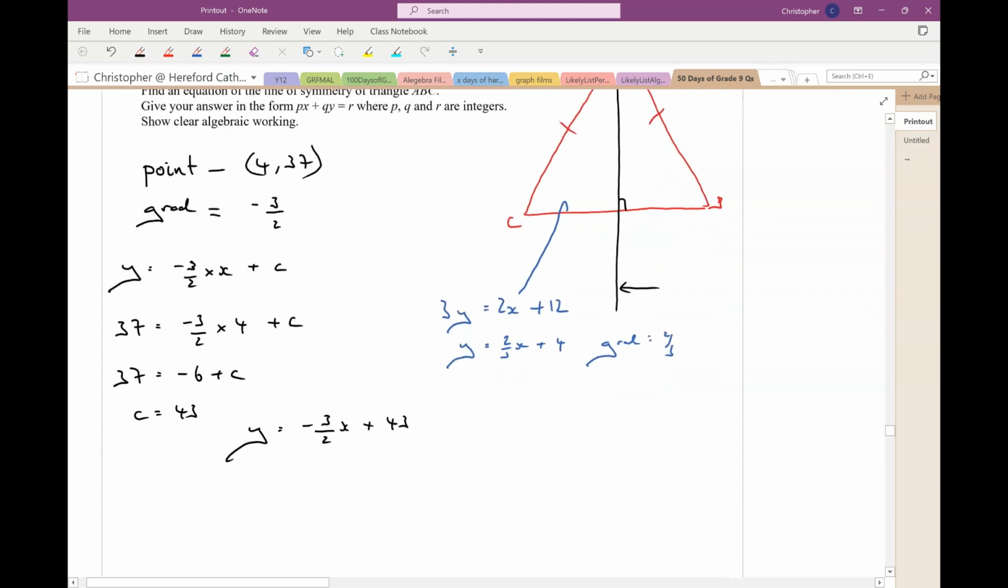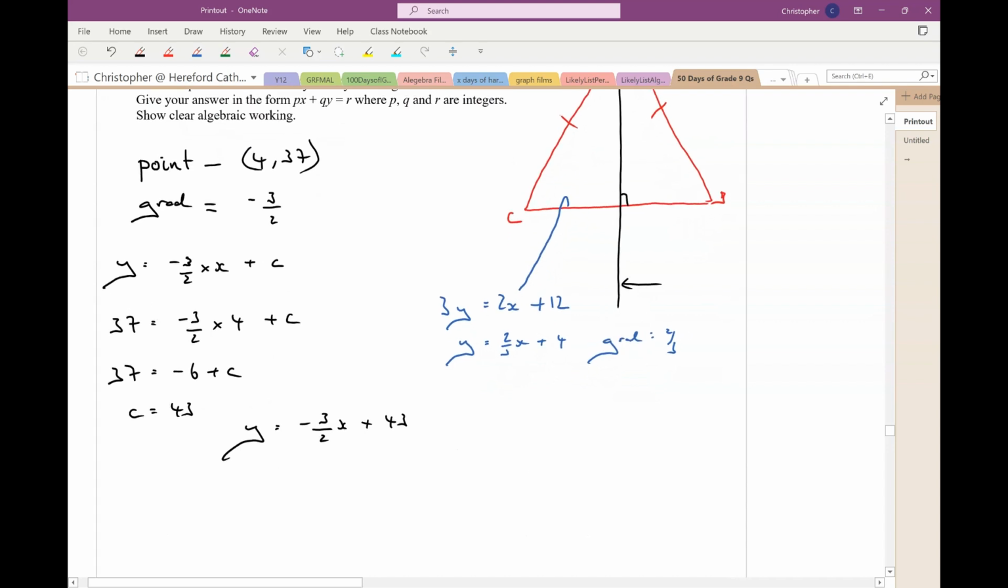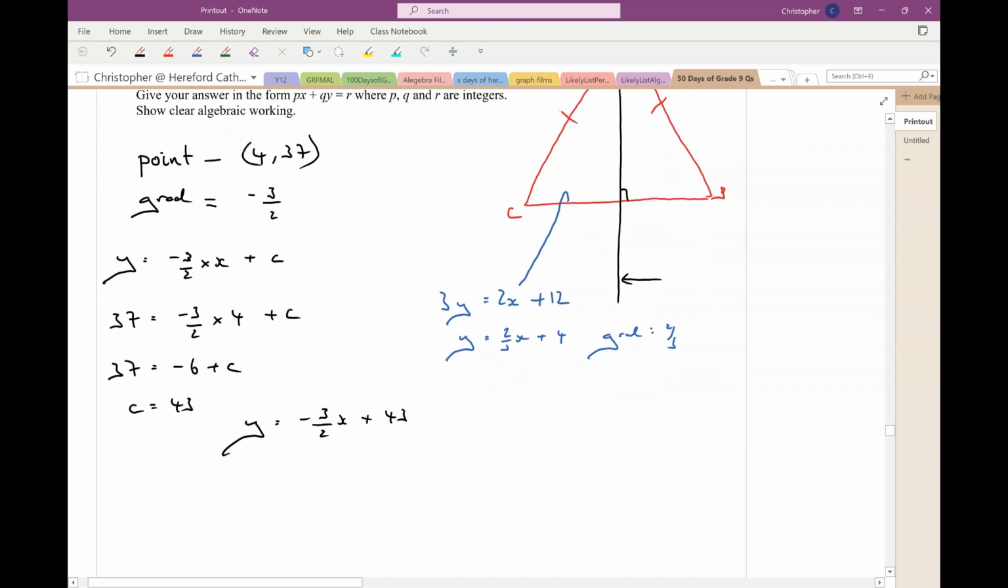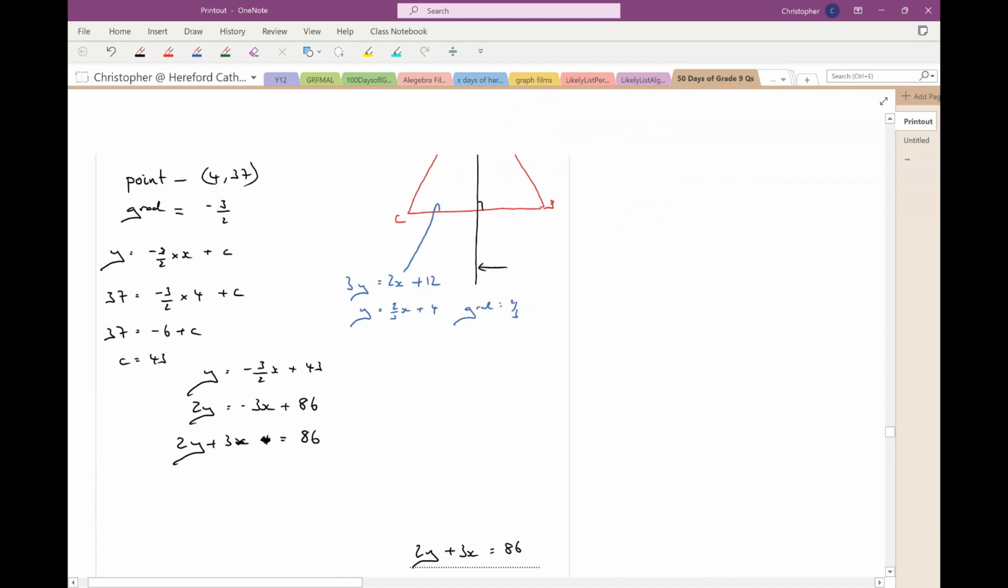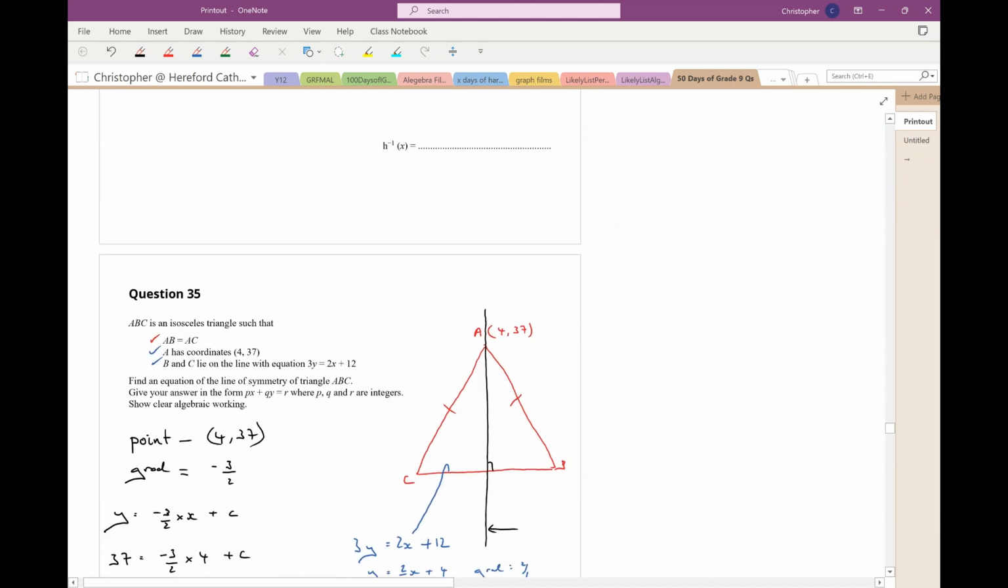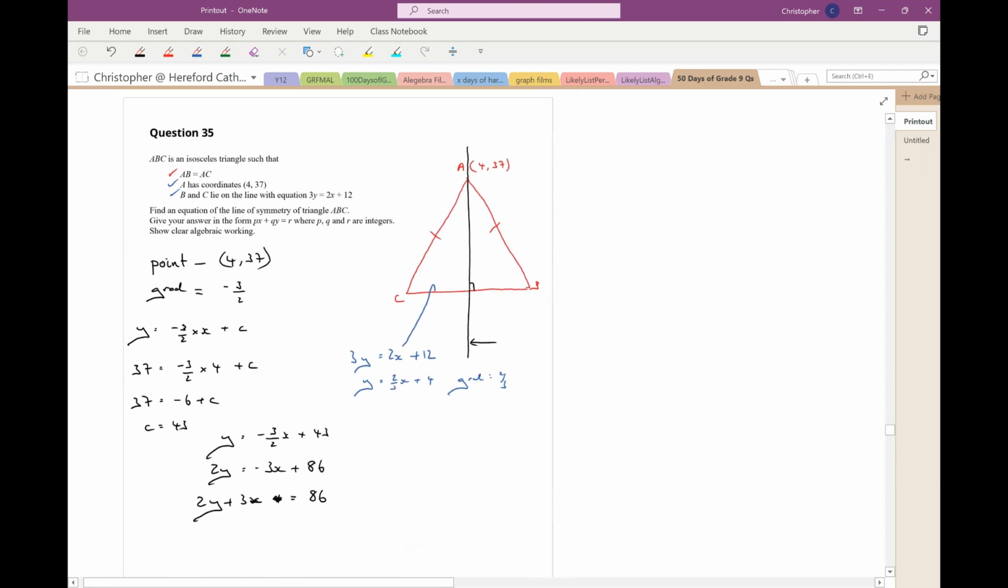But I have a feeling, yes, look, it wants it in the form px plus qy equals r. So let's multiply everything by 2. That gives me 2y equals minus 3x plus 86. And now let's add 3x to both sides. So 2y plus 3x equals 86. So my answer is that 2y plus 3x equals 86 is the equation of the line of symmetry. And that is question 35 finished.